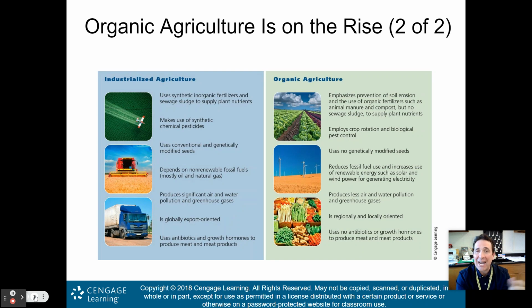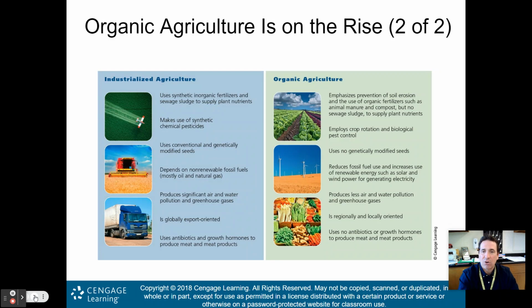On the flip side, organic agriculture emphasizes the prevention of soil erosion and the use of organic fertilizers such as animal manure and compost, again, natural fertilizer, but no sewage sludge to supply plant nutrients. Employs crop rotation and biological pest control. Biological pest control, we'll talk about a little more down the road, talks about using natural predators, right, to actually kill pests, not using sprays, synthetic chemicals that we create, but actually using the pest's natural predator to actually get rid of the pest. Uses no genetically modified seeds.